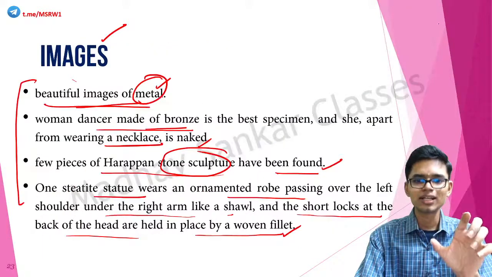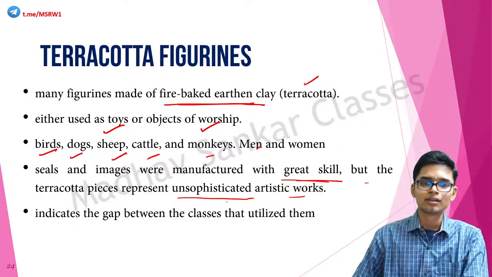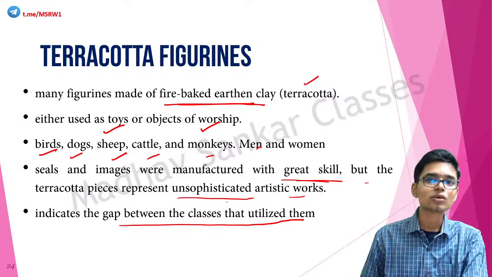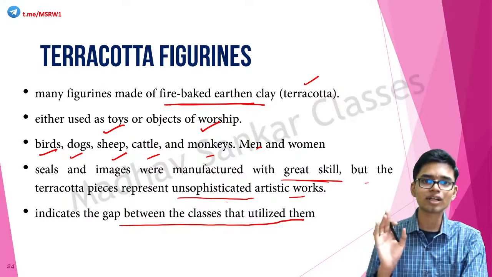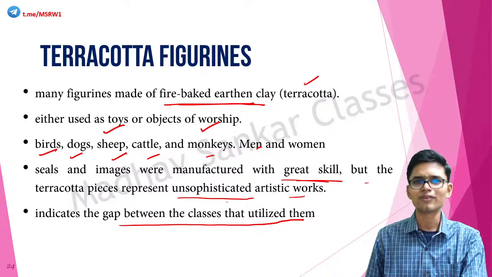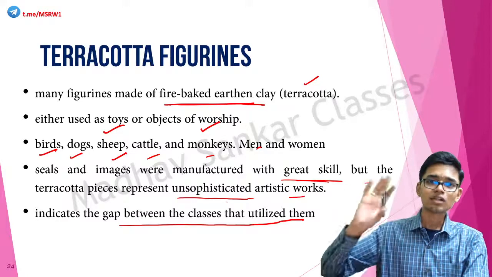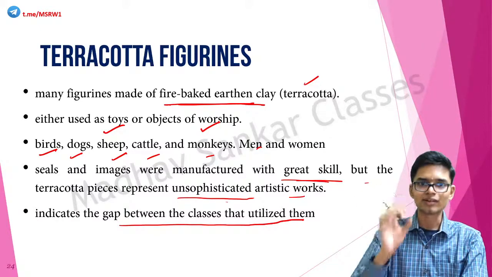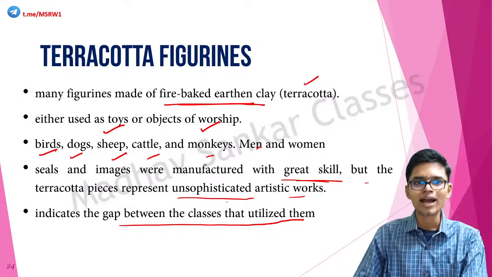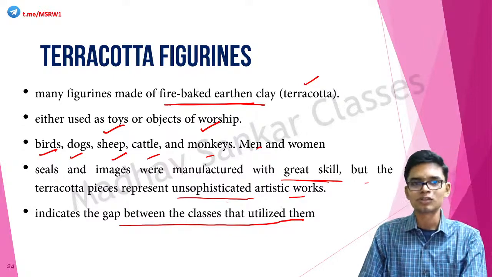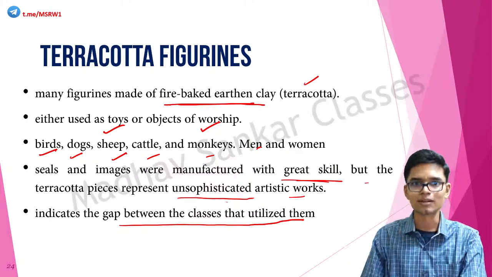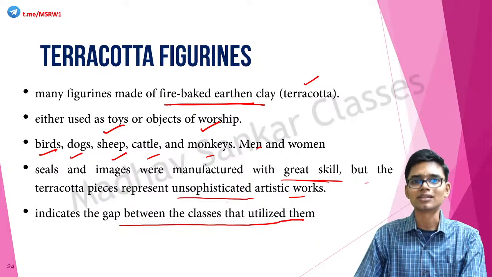From this, it is very clearly understood that there is a gap between the classes that utilized them. Obviously, the seals were utilized by the higher sections, the influential sections, or the authority figures in society, and terracotta toys and the like were the common man's things. So authority figures used objects that were very well made, into which lots of effort had been put, and the common man used very crude images. That social gap between the classes is very visible from the artisanal work of these figurines.